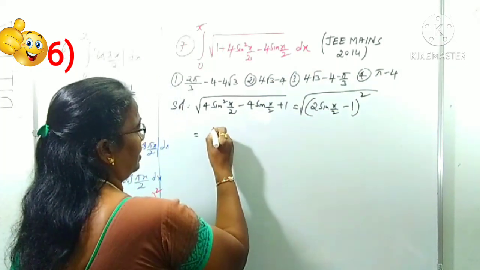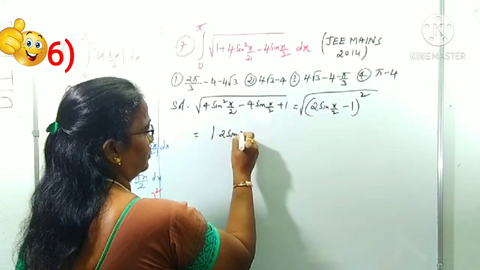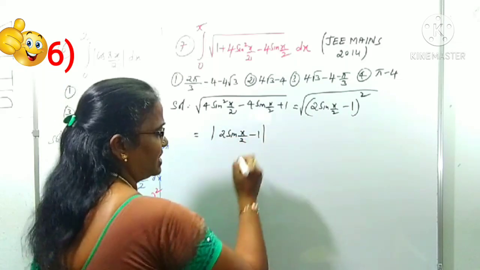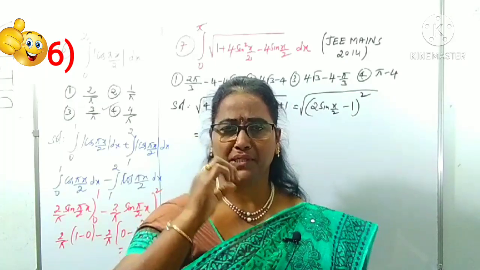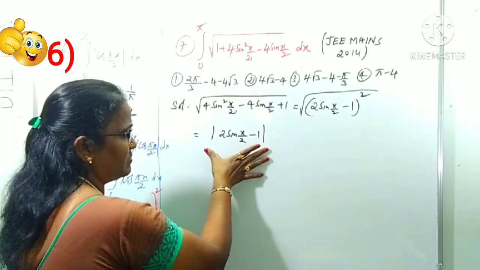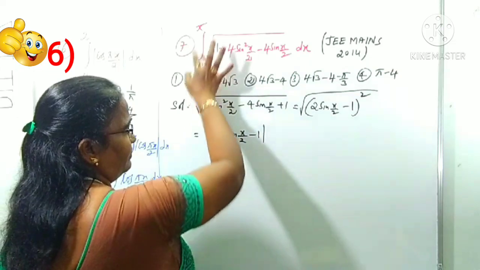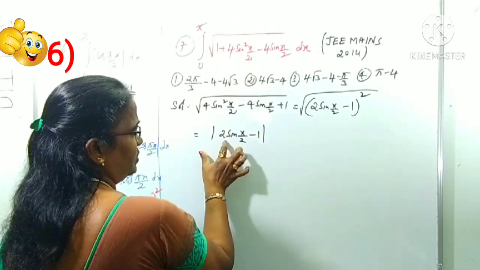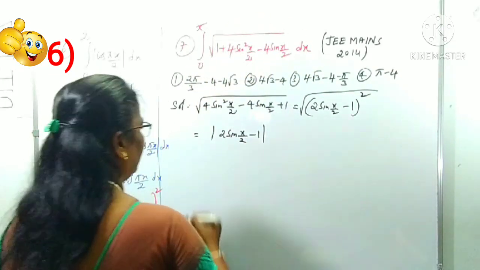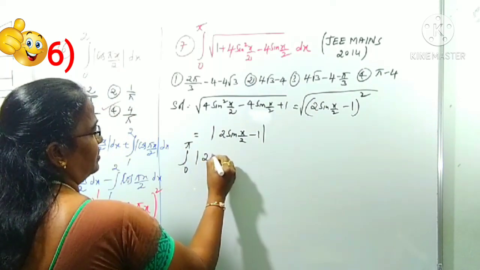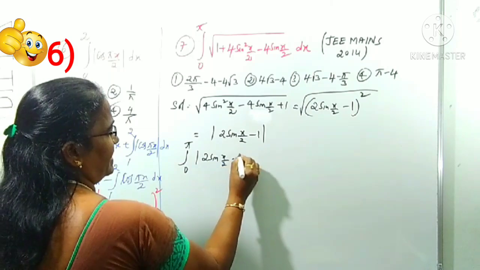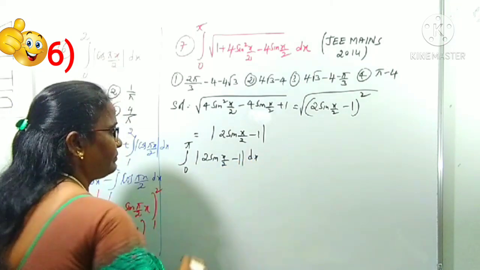the sense mod of 2 sin x/2 minus 1. Modulus in the sense plus or minus. Don't take simply only positive. You have to take plus or minus, which means we can use the modulus. Therefore, this function becomes mod of 2 sin x/2 minus 1. Now we can concentrate on the integral from 0 to pi of mod of 2 sin x/2 minus 1 dx, right?